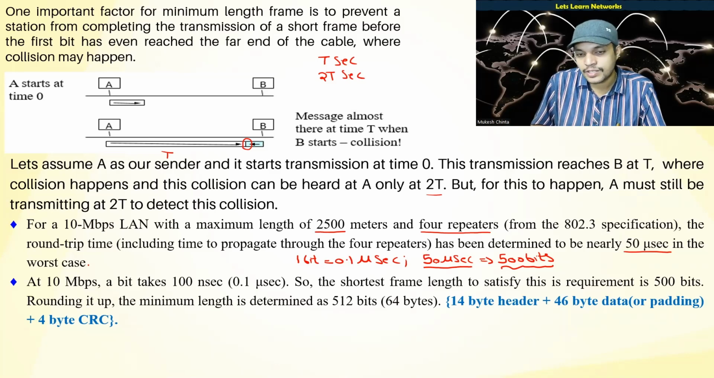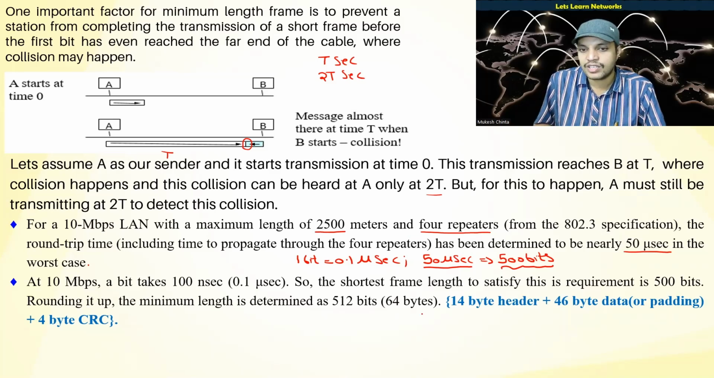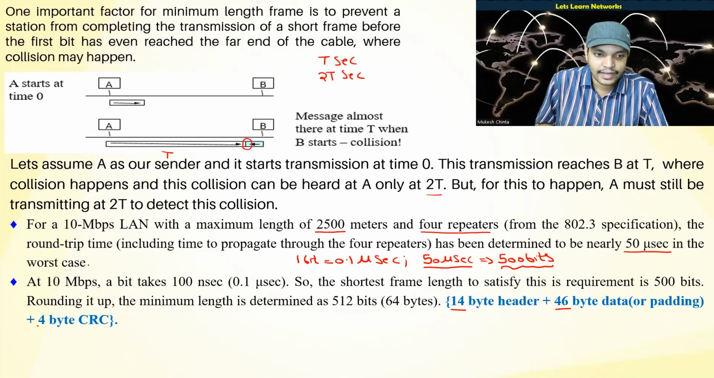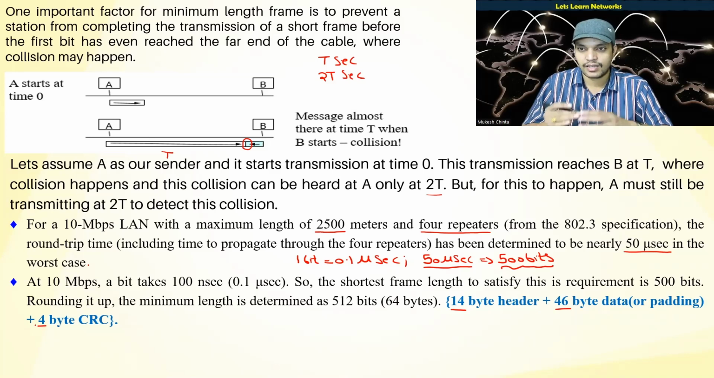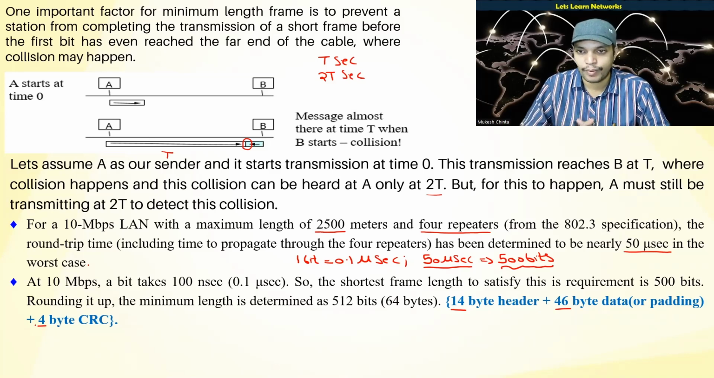So if A's transmission is less than 50 microseconds, there is a high chance that A will not be listening to the collision that might happen at the other end of the medium. So rounding off the 500 bits to 512, which is 64 bytes, you get the minimum length of the frame. Of these 64 bytes, you have your 14 byte header, your 46 bytes data or padding, and your 4 byte CRC. So this is why we got the minimum length of the frame as 64 bytes.